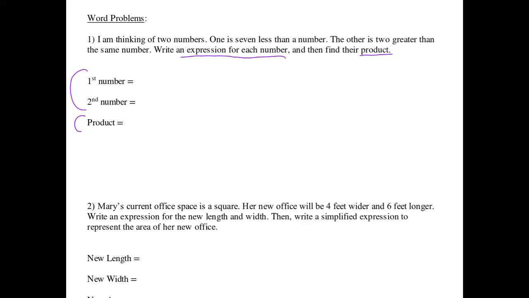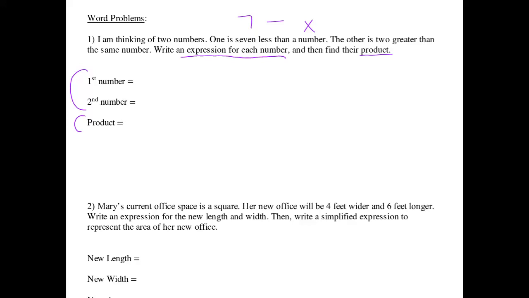So if we read back through, one of the numbers is 7 less than a number. So let's start by calling the number our traditional variable x. And then if we want the number to be 7 less than x, then less than, there obviously is an inequality sign for that, but here we're talking about adding and subtracting. So less implies subtract.